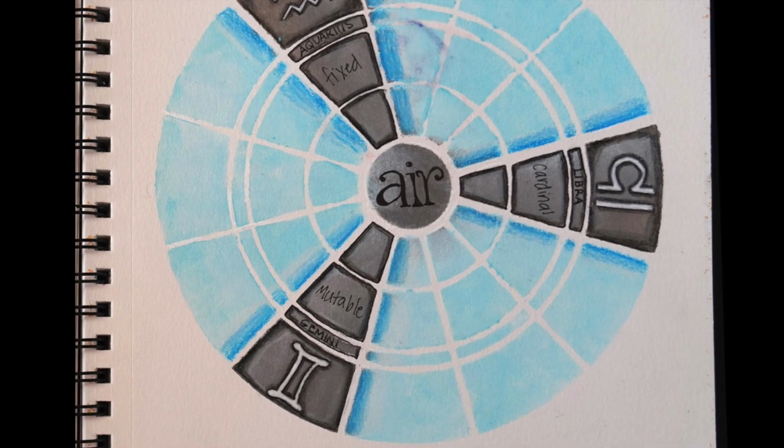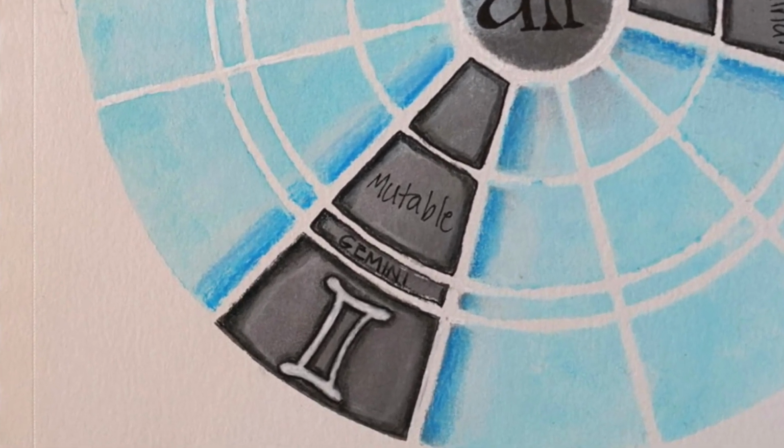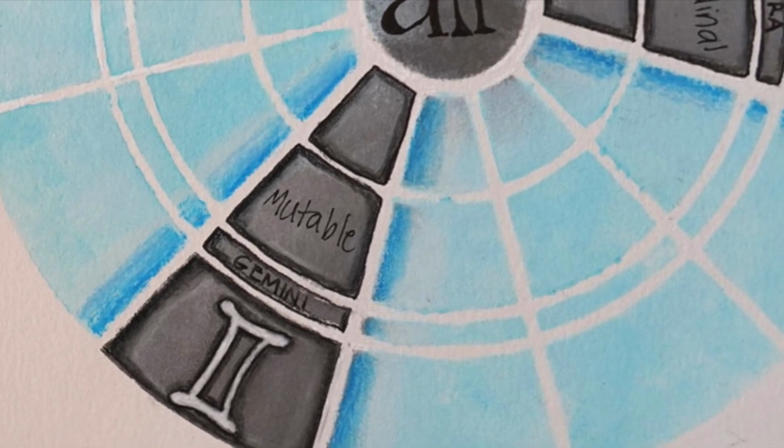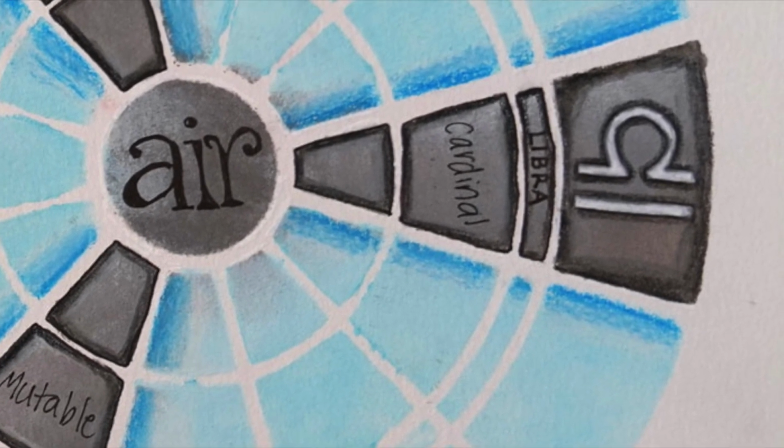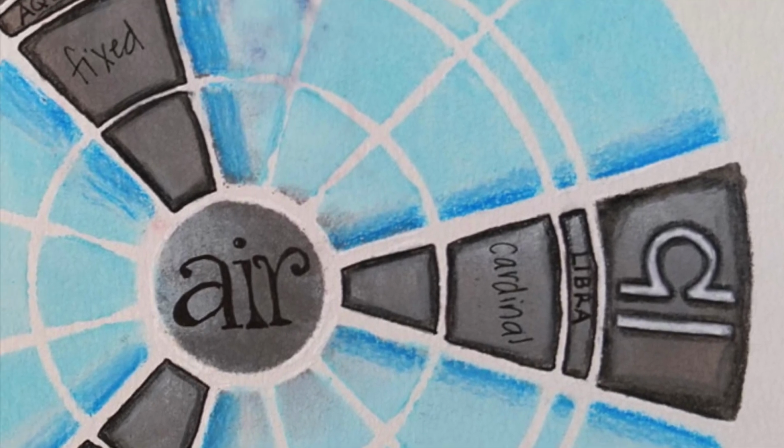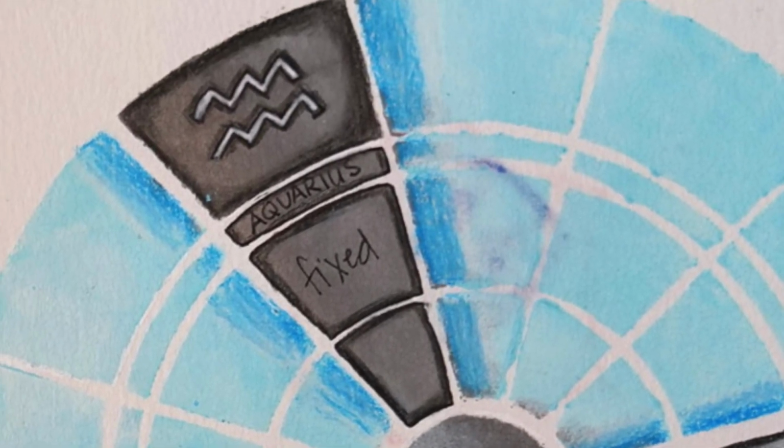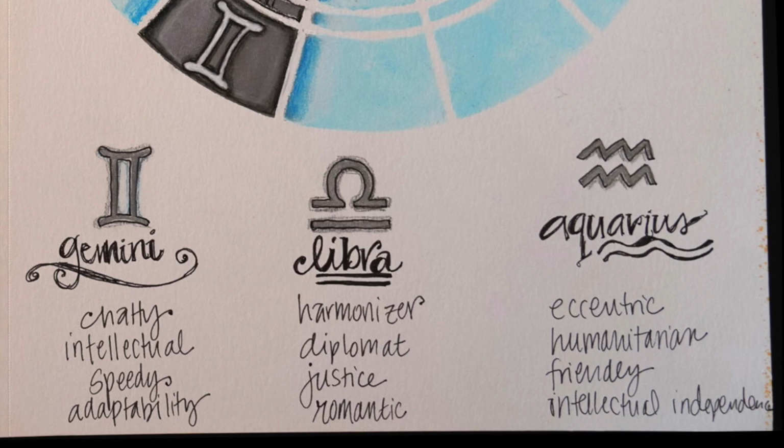The first sign is Gemini, and it is a mutable sign. The second one is Libra, and it is a cardinal sign. And the third is Aquarius, and it's a fixed sign. Gemini is known for being chatty, intellectual, speedy, and adaptable. Libra is the harmonizer, the diplomat, loves justice, and a romantic. Aquarius is the eccentric, humanitarian, friendly, intellectual, and independent.